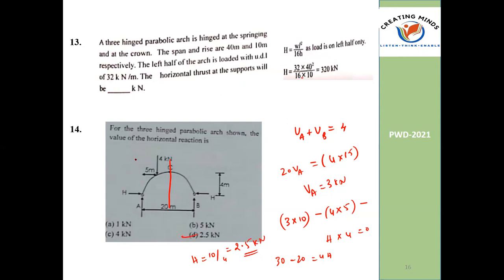Take moment here at XX. This is anti-clockwise, H into height, which is 4. Next, this is anti-clockwise, 4 into 10 minus 5, which is 5. And VA is 3, so 3 into 10. So we are getting 2.5. Whatever, we solve this kind of problem this way.